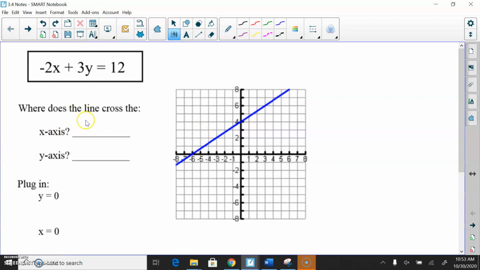And the first thing we're going to look at is, where does this blue line go across the graph? Well, it crosses the graph on the x-axis at -6, and it crosses the y-axis at 4. Well, how on earth do we get that from that equation and be able to graph? So we're going to plug in 0 for y and see what we get. So instead of a y, I'm going to put a 0.